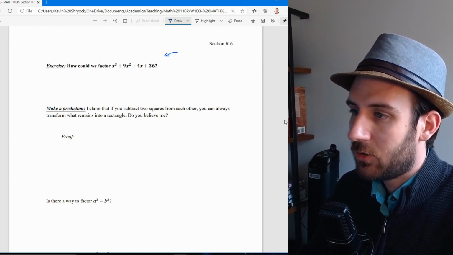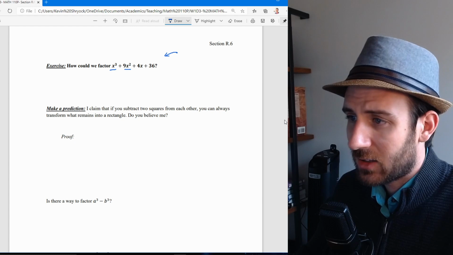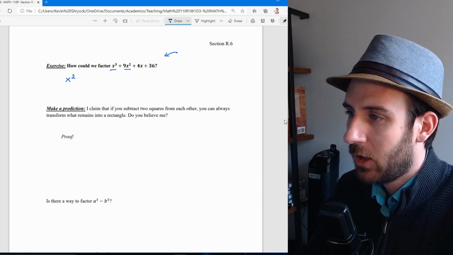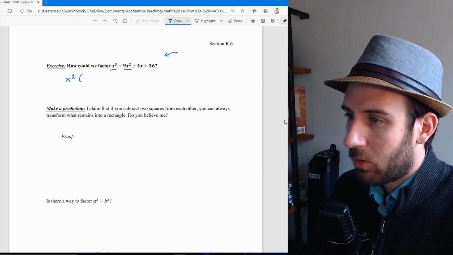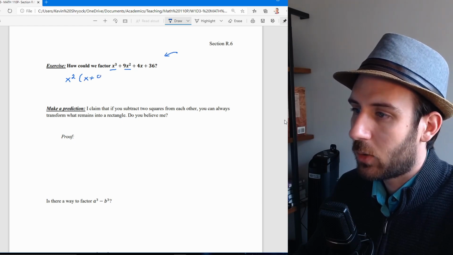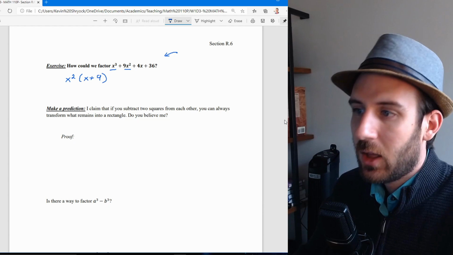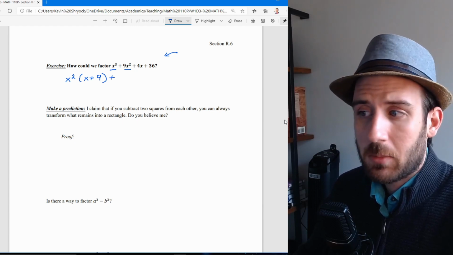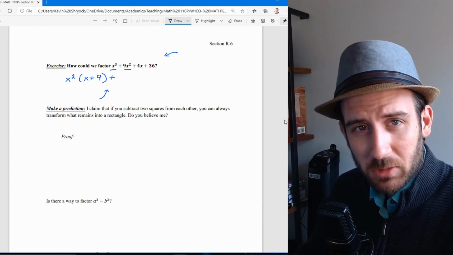I look here and I see that there is an x squared that could be factored out of both of these. So I could factor out x squared from my x cubed, that gets me x, and I could factor out an x squared from my 9x squared, and that gets me just a 9 left over. Then I'm going to put a plus sign. This is a common mistake that I see a lot of people make. We lose this plus sign here.